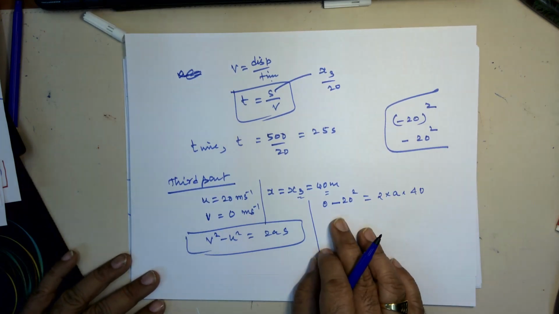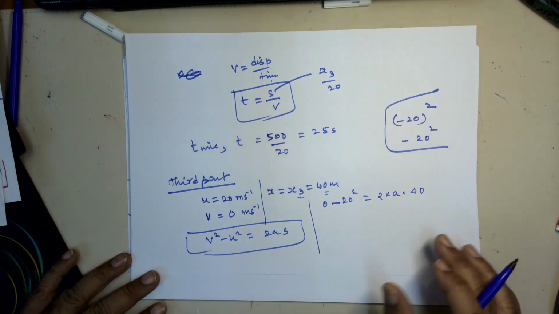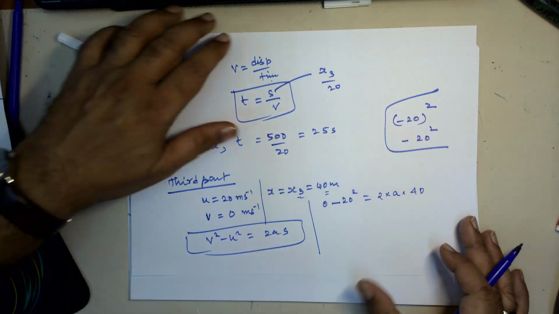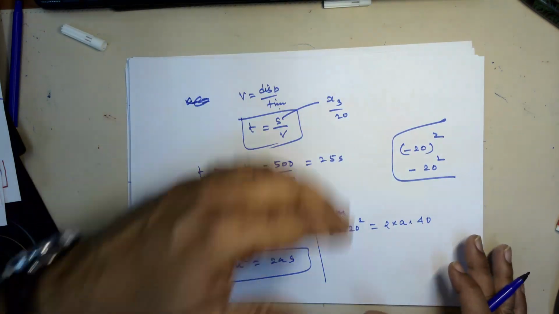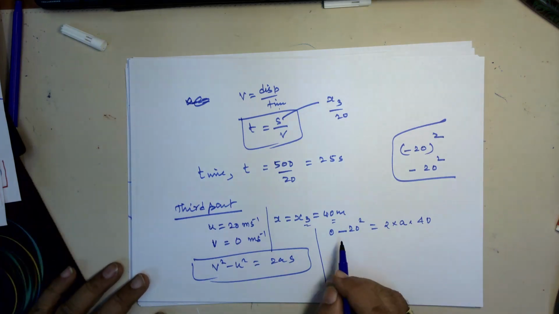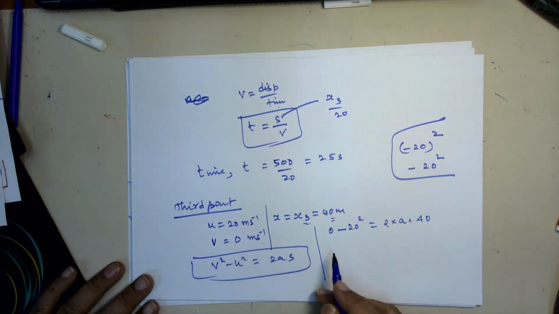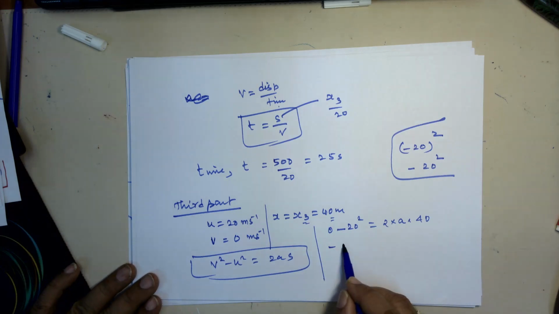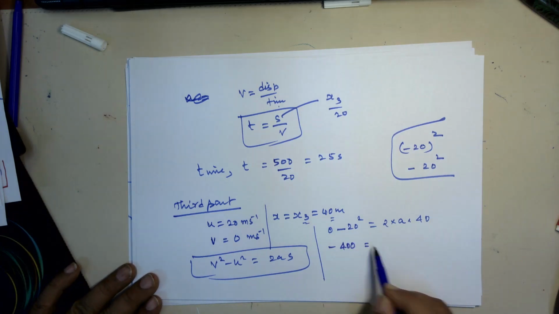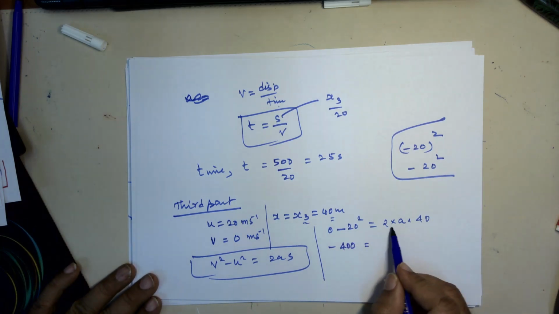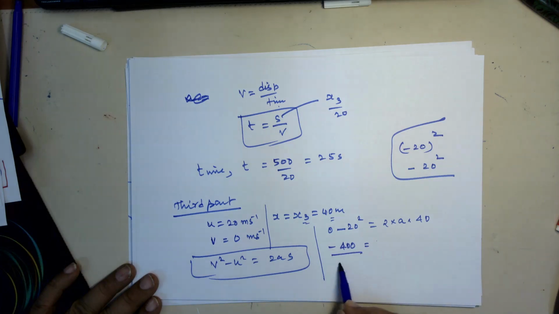So you have to be very careful. These are all misconceptions. Sometimes during the examination, in a hurry, we forget and immediately put minus 20 whole squared equal to plus 400. So be careful. This is minus 400 only, equal to 2 into 40 times a.